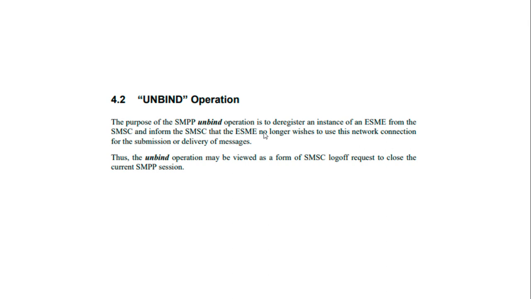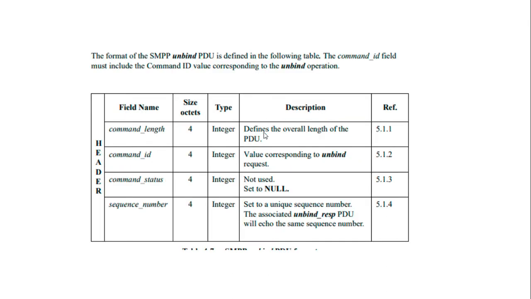Once you have completed sending and receiving SMSs, you want to close the connection with the SMPP server. To close the connection with the SMPP server, you have to send an unbind request. So how does the unbind request look? Again, the unbind request has a similar pattern. The PDU that is used is like the first bytes are common for all. The first 4 bytes are command length, then command ID, command status, and sequence number. This sequence number is incremental.